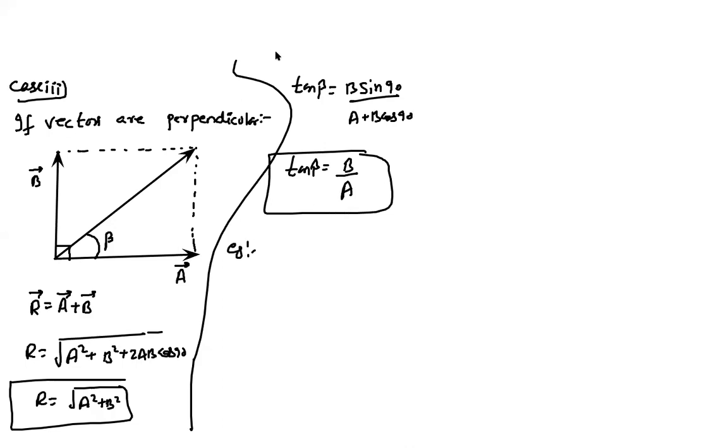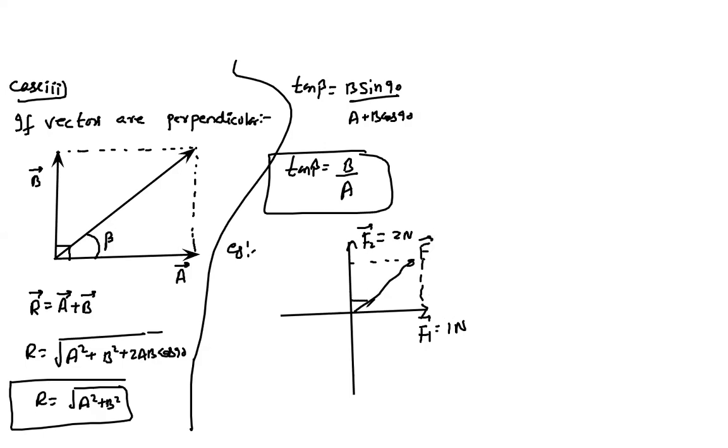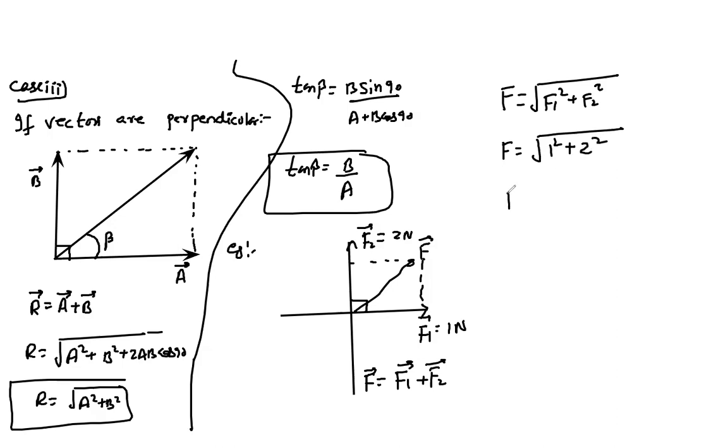We take an example. This is your first vector F1, which is 1 Newton, and that's your other vector F2, which is 2 Newton. We complete the parallelogram. This is the diagonal of the parallelogram, which represents the resultant net force F. We're supposed to calculate F, which is the vector sum of F1 and F2. We can write this as root over F1 square plus F2 square. It's 1 square plus 2 square. So F is 1 plus 4, that's root 5. This is how we calculate the net force.